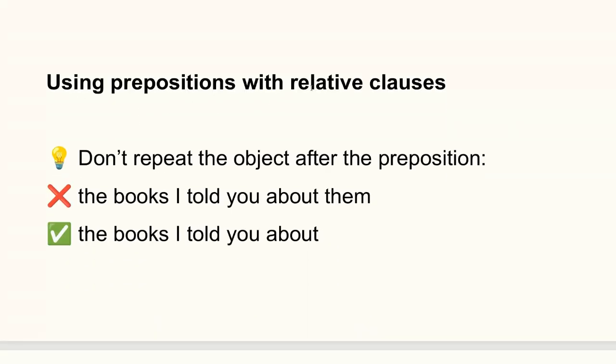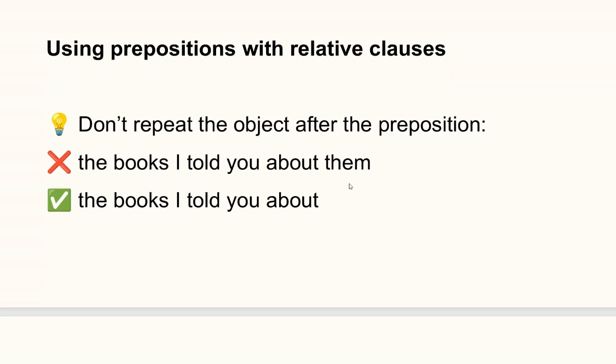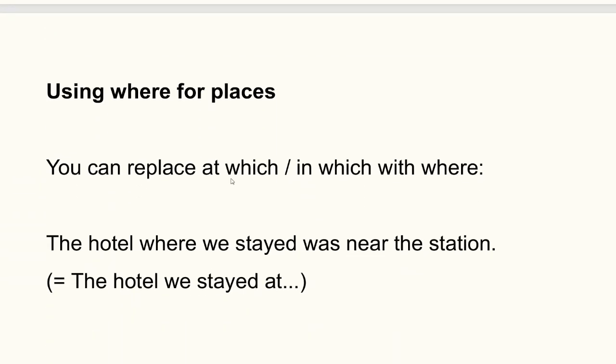Using prepositions with relative clauses. So we don't repeat the object after the preposition. The books I told you about. So we don't need the word them again. We can replace at which, in which, with where. The hotel where we stayed was near the station.